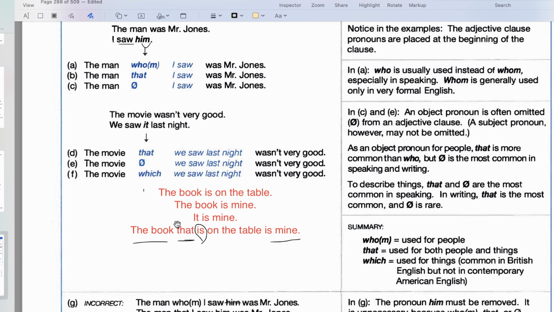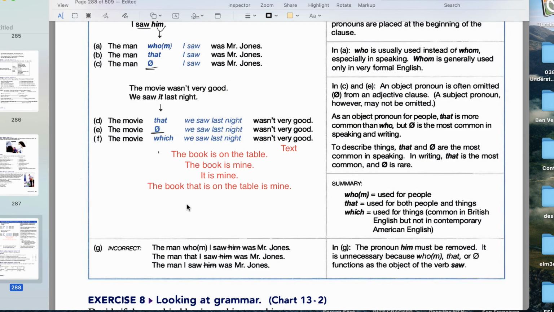And that is on the table is the adjective clause. Why is this important? It's important for this reason. It means that anytime you want to use this zero, which just means deleted, it just means it's not present, but it could be, you can only do that with object adjective clauses. So if we look at this example, the book that is on the table is mine, we know that this is a subject adjective clause for this reason.